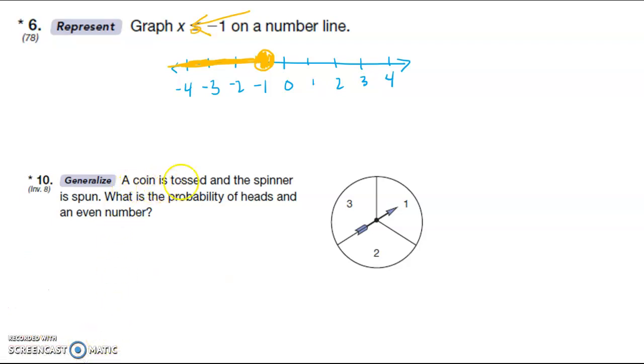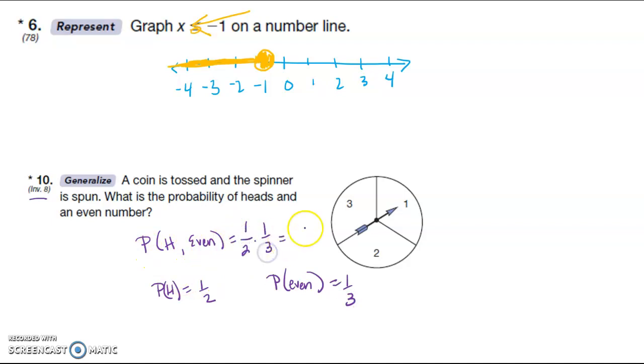Number 10 says a coin is tossed and a spinner is spun. What is the probability of heads and an even number? Okay, so this is from Investigation 8. So I know that the probability of heads is equal to 1/2, and I know the probability of an even number over here is 1/3. So for the probability of heads and an even number, I'm going to multiply, and I get 1/6.